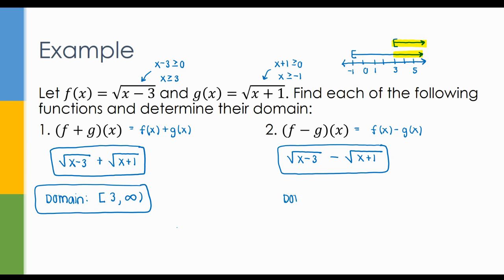And then our domain is the same idea. We've got restrictions for both. Because my difference is essentially both of those together, I just want the commonality or the overlap of the domains. So same thing. It would start at 3, and it could go up to positive infinity.